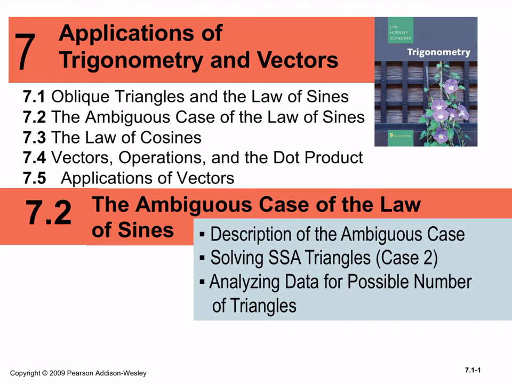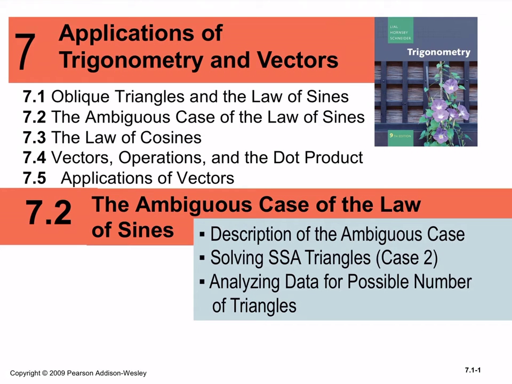So let's look at lesson 7.2, and before we do, taking a step back into 7.1 where we saw oblique triangles in the law of sines, and we solved triangles using the ASA or SAS cases. What we're going to see here in 7.2 is the ambiguous case of the law of sines.